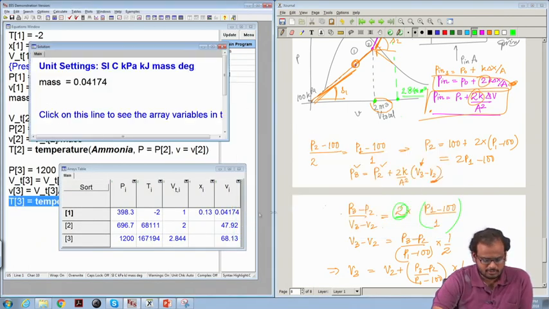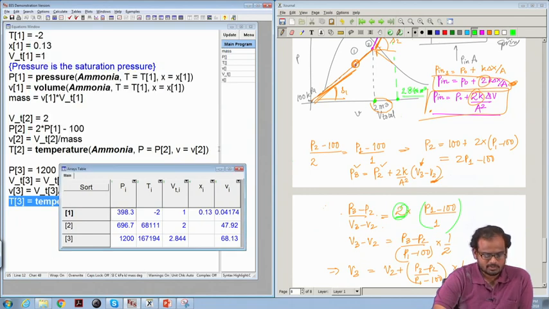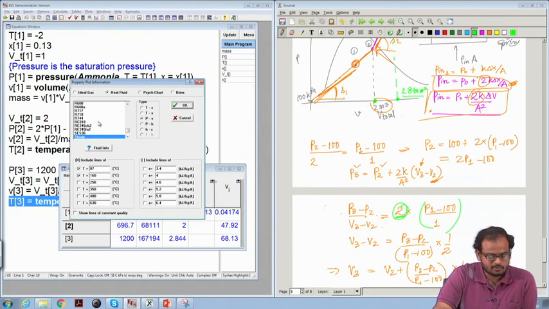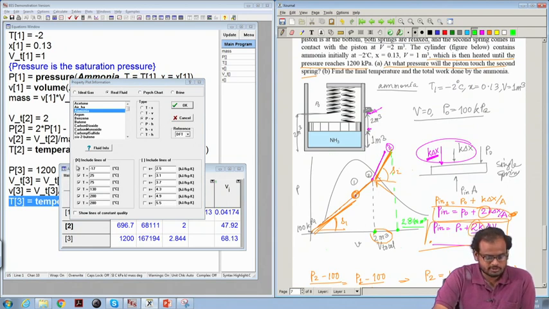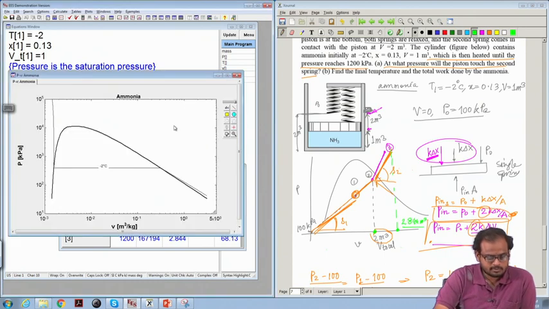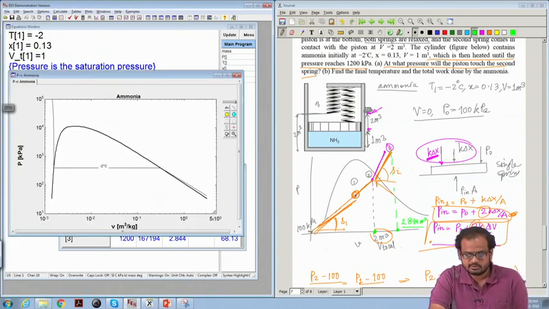Okay, this seems to be a small error, but let us see how we can debug this. The pressure at point 2 is 696.7 kilopascal, but the temperature is showing something very absurd. Okay, let's open up the property plot and see what's going on. For ammonia, on the PV plot, let's draw which isotherm? Minus 2 degrees Celsius. Okay, so this is minus 2 degrees Celsius.